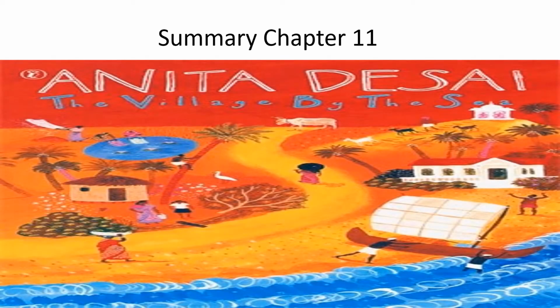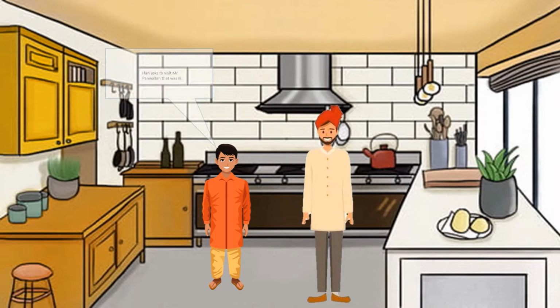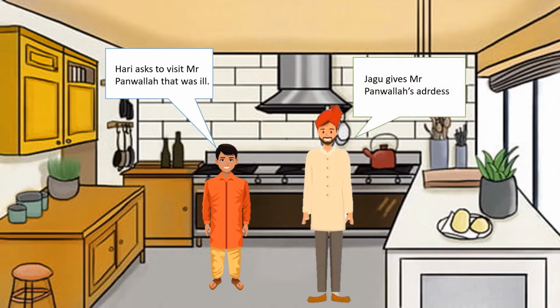Summary Chapter 11, The Village by the Sea. Mr. Panwala comforted Harry, who wanted to go back to Tol immediately. One day, when Harry heard that Mr. Panwala was ill, he asked Jagu for a thermos so he could go to visit the sick old man who had the flu that had been getting worse. Jagu gave Mr. Panwala's address to Harry.